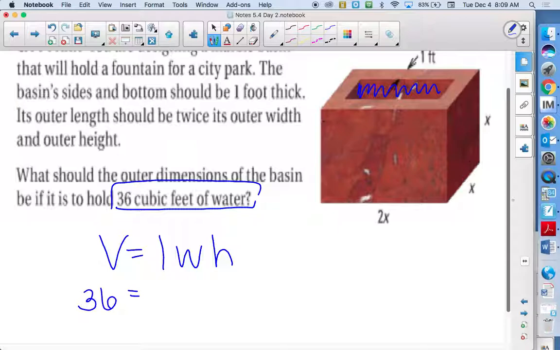So if my whole length is 2x, I have to eliminate the space on each side. Because the inside space isn't 2x, the whole outside space is 2x. And that space that we're eliminating is 1 foot on each side because I have this 1 foot border to create the planter, or in this case, the fountain. So we have to subtract 2. The whole thing is 2x, but I need to subtract the 1 foot on each side because the distance inside is not the same as the distance on the outside. So we're subtracting 2 feet because I have a 2 foot thick basin on each side.